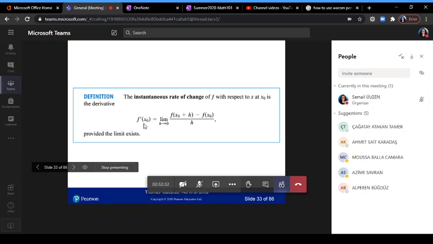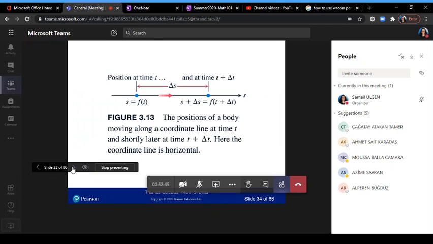So the derivative of f at x0, which is the instantaneous rate of change of f with respect to x at the point x0, is just the limit of this quotient. Of course, here we assume, as always, the limit exists. What happens if the limit doesn't exist? Then it's undefined, right? Instantaneous rate of change will be undefined.